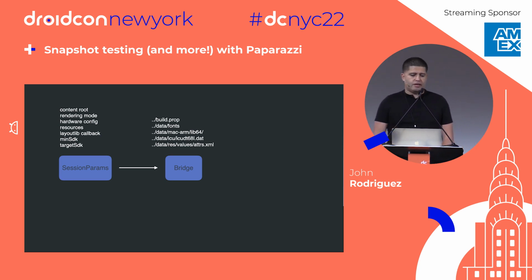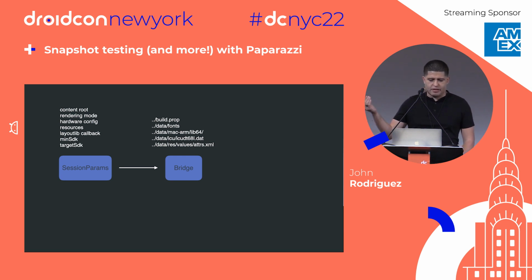LayoutLib callback. LayoutLib needs some help to map your R class files to the resources on the file system, and the way that it does it is by calling your callback, and Paparazzi implements that. But Android Studio as well implements it to implement Layout Inspector. And then, of course, the min SDK, target SDK, since you could have different rendering behaviors according to those two things.